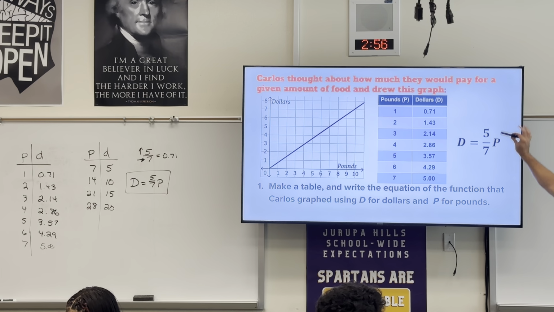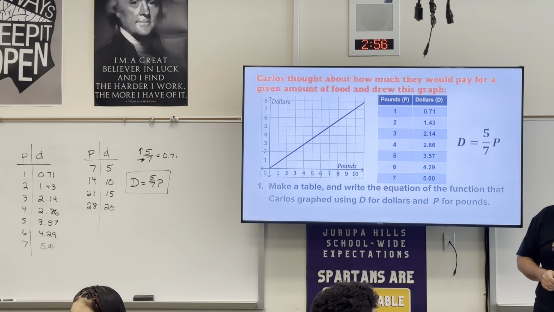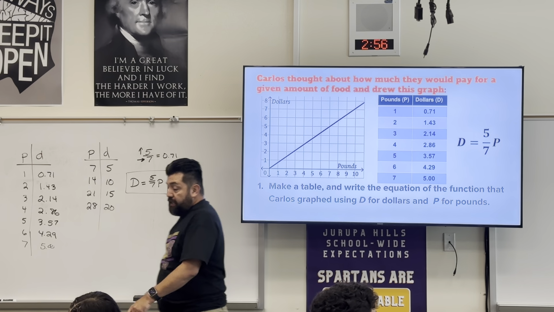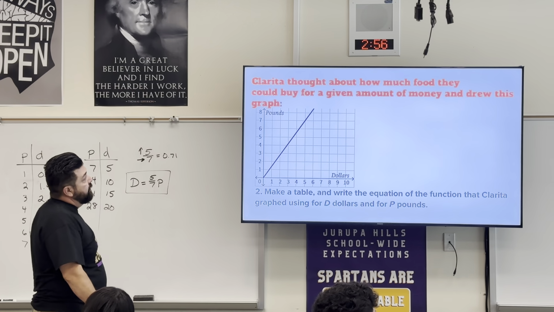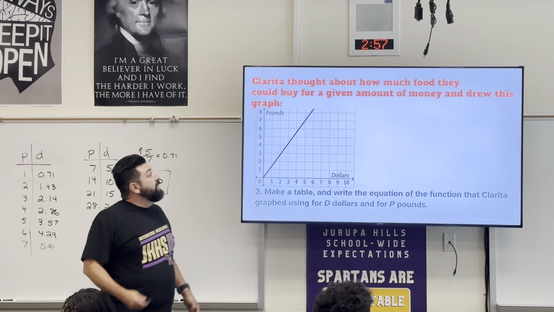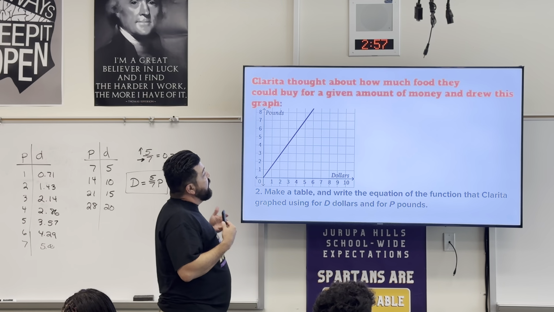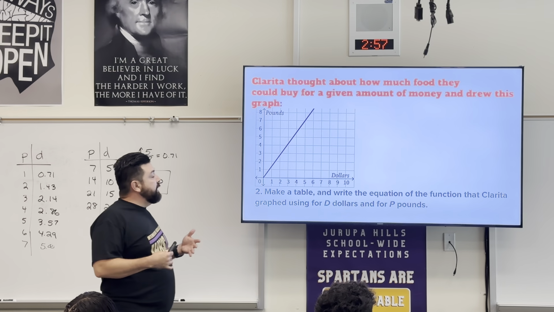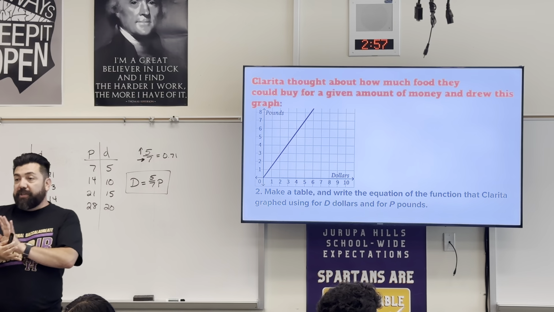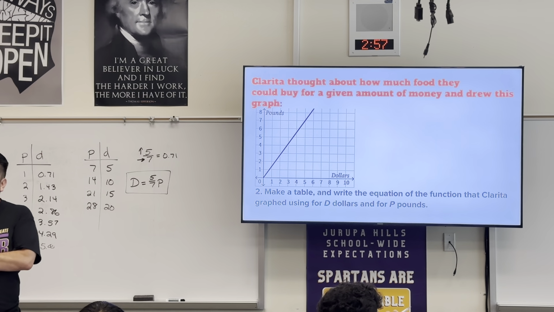Any other questions with problem number 1? Okay, let's move on. So, problem number 2. It says, Clarita thought about how much food they could buy for a given amount of money and drew this graph. So now Clarita is thinking of the inverse of this relationship, right?